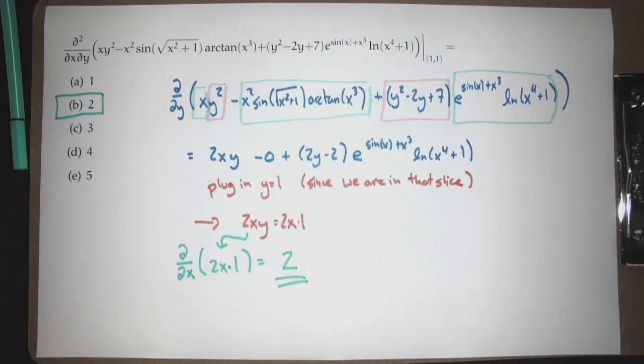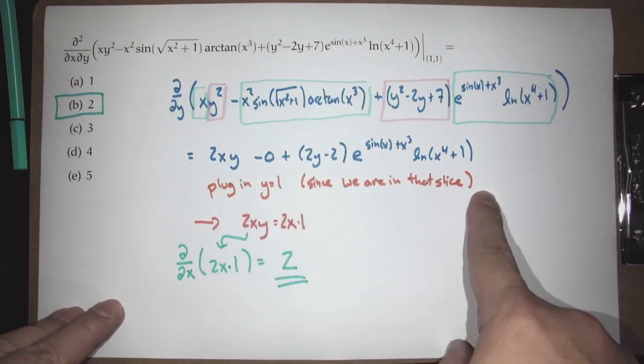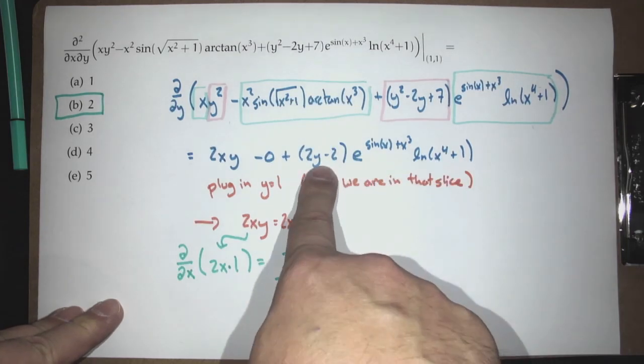Now, remember, we have to plug in at the end. But we can plug in at any time when it's possible. Since we've already taken a derivative with respect to y, there's nothing else we're going to do where we need to have y kept as a variable. So I can plug in y equals 1 right away. Say, I want to work in that slice. Now you might say, well, why do that? What happens when you plug in y equals 1?